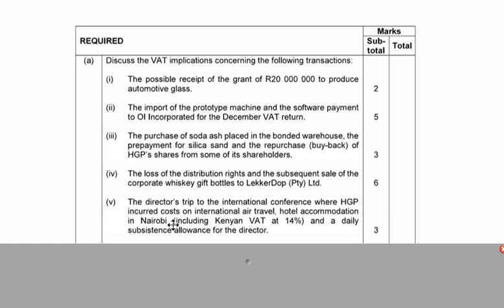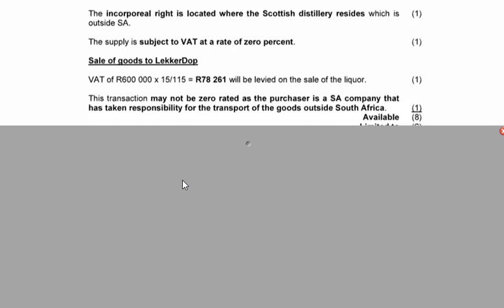Hotel accommodation in Nairobi, including Kenyan VAT. Guys, it's Kenyan VAT, not South African VAT. You can't claim it. You can only claim South African VAT. So no VAT can be claimed on the hotel stay. And subsistence allowances, they're supplies of cash. Okay? It's a financial service. It's exempt. Okay? Supply of cash. And there'll be no VAT on that. So let's have a look at the solution.